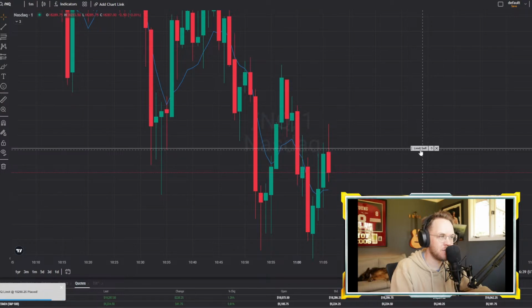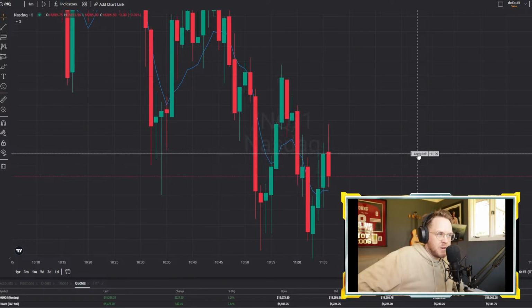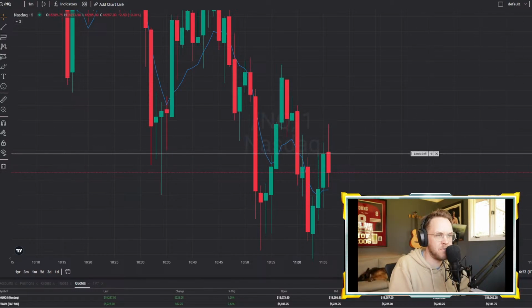SL5. Let's see if it gives us a fill up here. I'd like to be short up here at 89. I don't know why it says 89. Oh, 89.50. Okay.